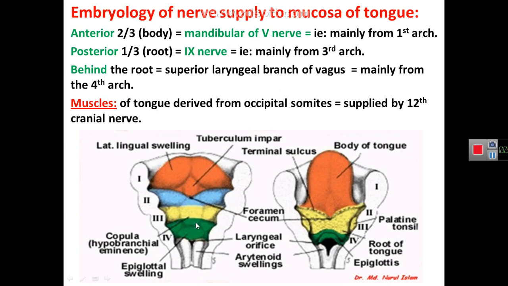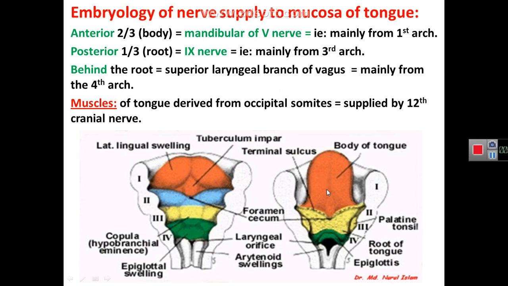While the posterior one-third of the tongue is derived from the second, third, and fourth pharyngeal arches, the third dominates the second and fourth in its formation, which is the root of the tongue. Therefore, the mucosa of the posterior one-third of the tongue is supplied by the nerve of the third arch, the glossopharyngeal nerve. And behind the root of the tongue, the part derived from the epiglottic swelling is supplied by the superior laryngeal branch of the vagus nerve, the 10th cranial nerve, because this posterior end is derived from the fourth pharyngeal arch.